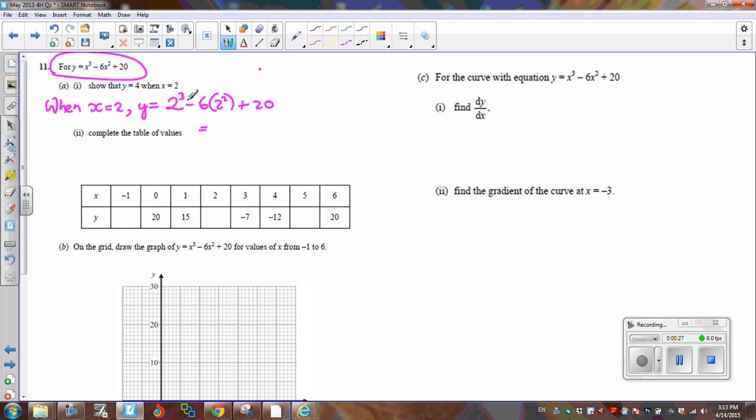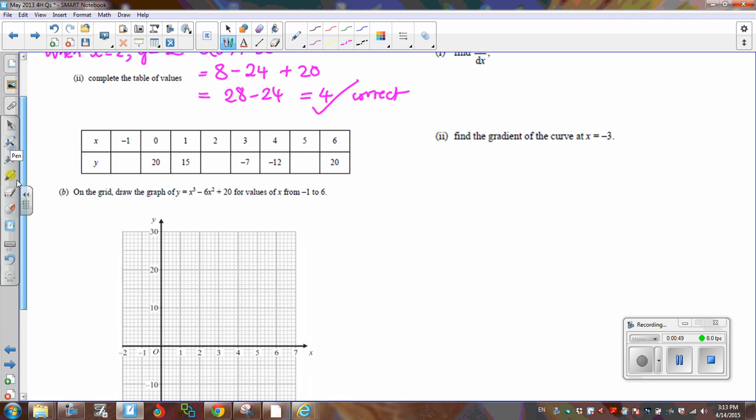Now, if we work that out, 2 cubed is 8. Take away 6 times 4, well that's 24, plus 20. Now if we add the positives, 20 and 8 is 28. 28 take away 24 gives us 4, which is correct. Okay, the question asks us to show that y is 4 when x is 2, and it is.